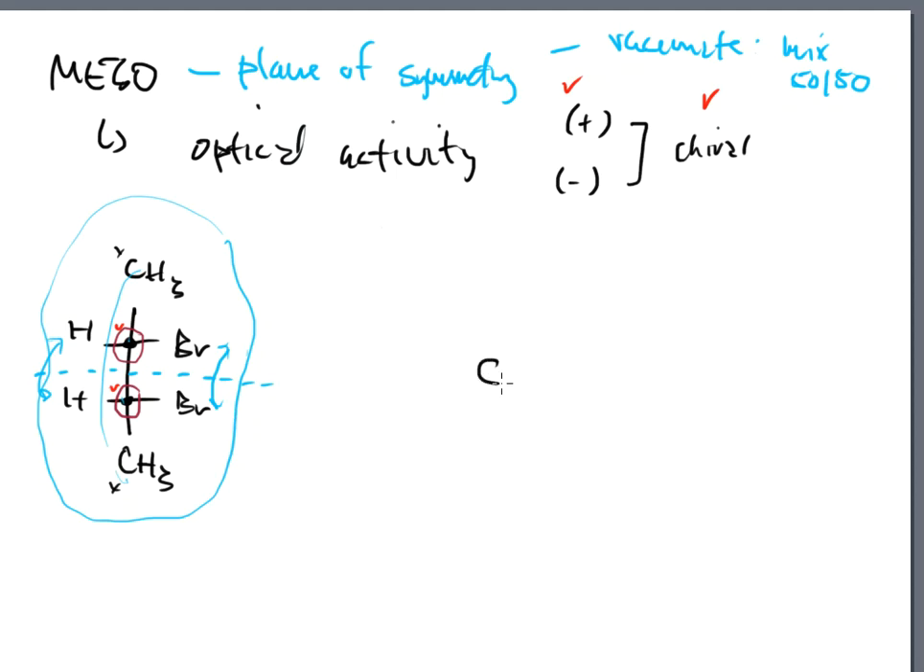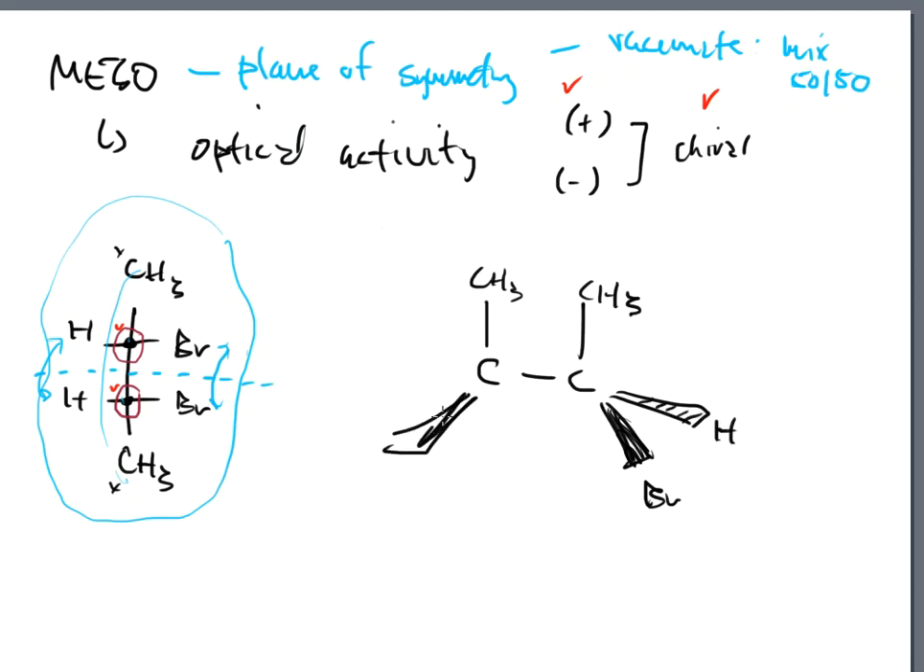Let's look at another. Here we have a carbon and a carbon. And then off of this carbon, I don't know, let's do a CH3 group here and a CH3 group here. And then here, let's do a solid wedge with a bromo group. And here, let's do a dashed wedge with a hydrogen. Here, let's do the same thing, solid wedge, bromo group, and then here, dashed wedge and a hydrogen.